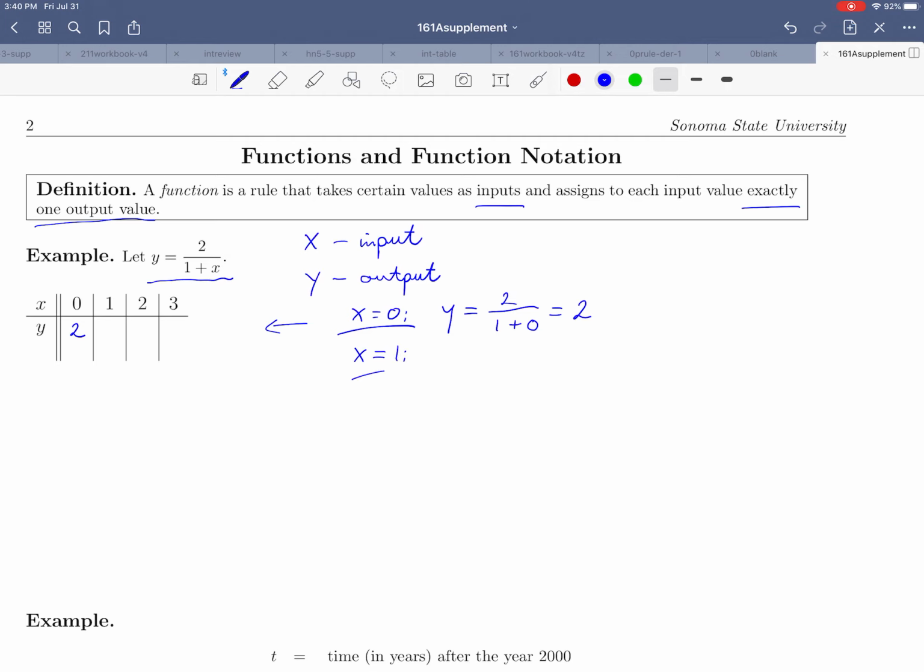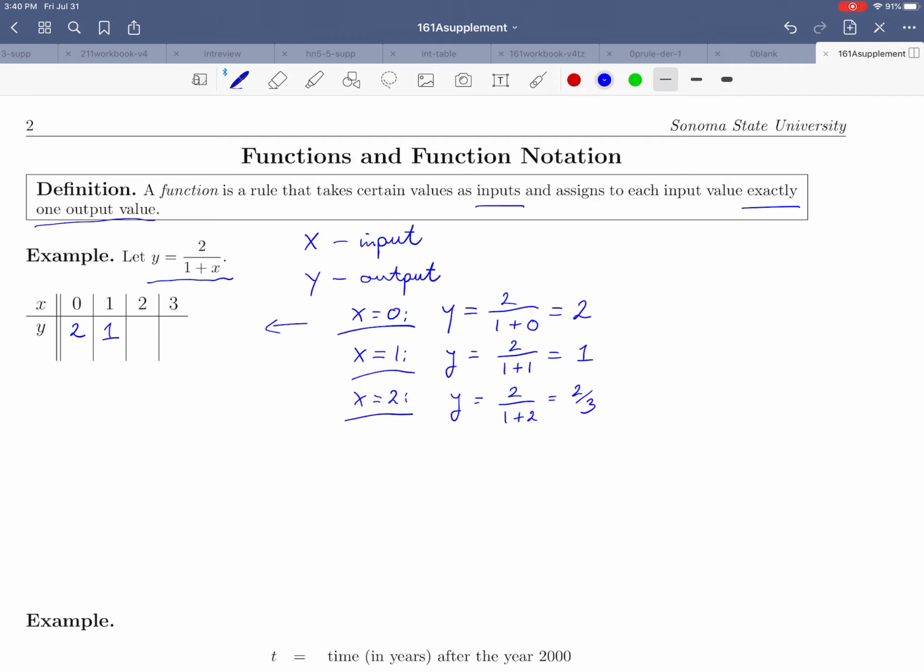So x equals 1 would be another one. The associated y value in this case is 2 divided by 1 plus 1. That is 2 divided by 2, which simplifies to 1. So we have 1 right here. We also want to know what happens when x is equal to 2. So y is equal to 2 divided by 1 plus 2, and that is 2/3.